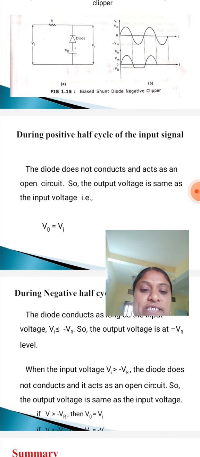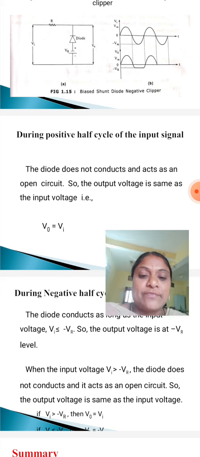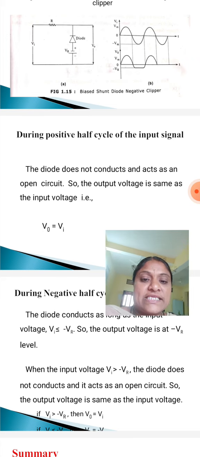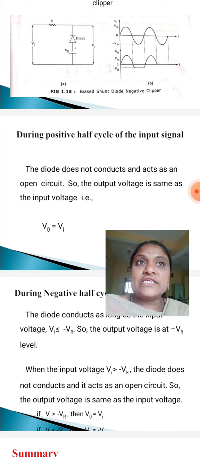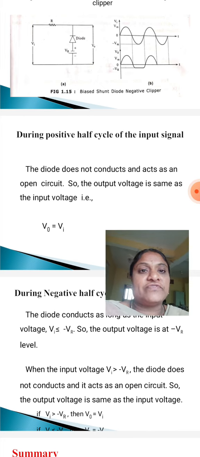Okay. So next, the conditions apply: if Vi is greater than minus Vr, then output is equal to input. If Vi is less than minus Vr, then output voltage V0 is equal to minus Vr.